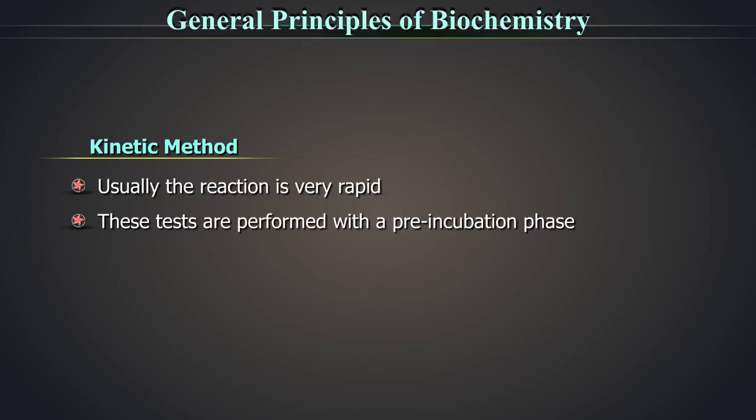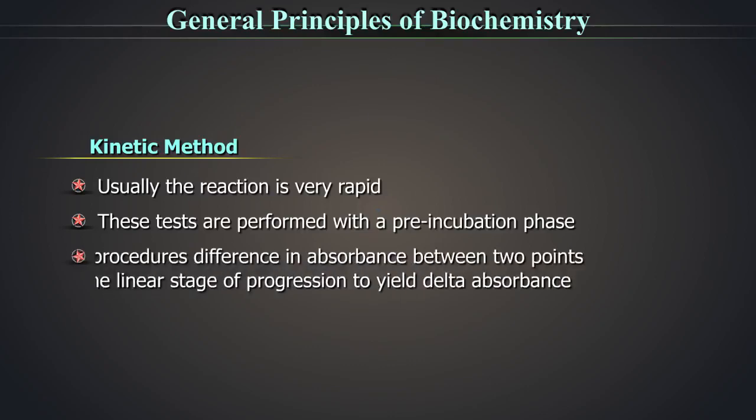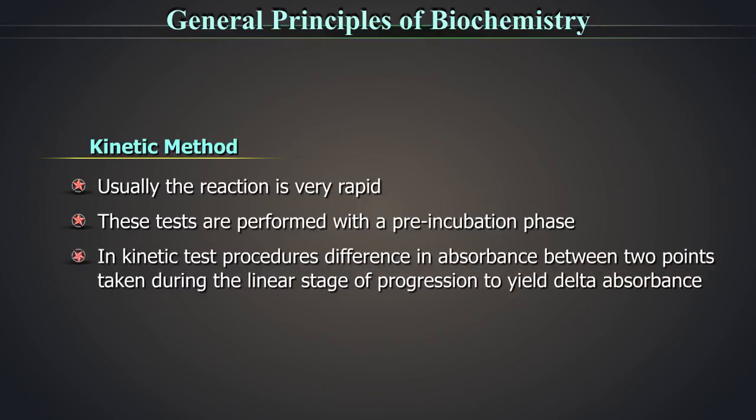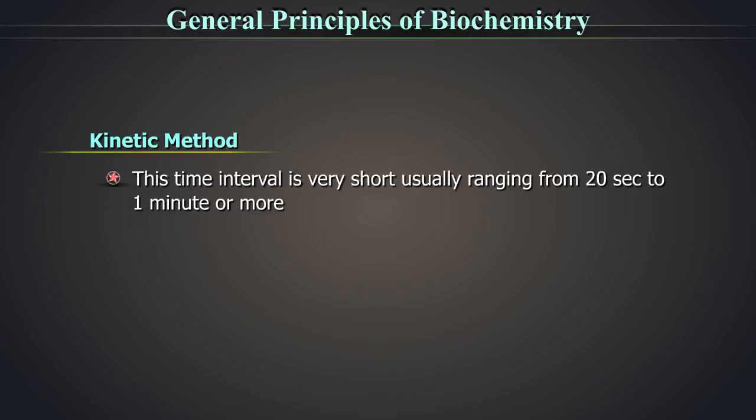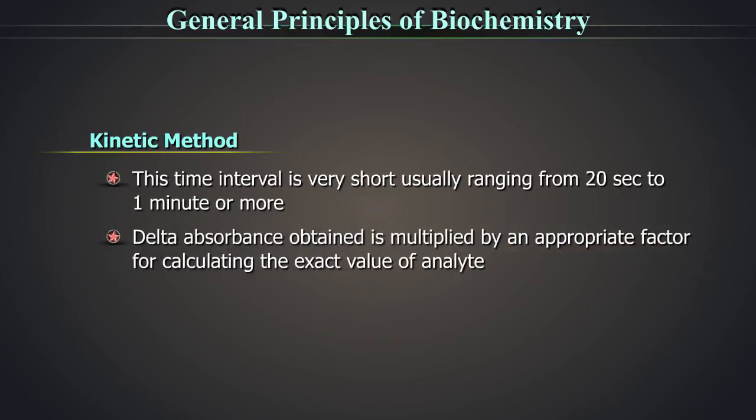These tests are performed with a pre-incubation phase, usually done inside the equipment as programmed into it, during which any substances in the sample which might interfere with the test would have fully reacted with the reagent system. In kinetic test procedures, the difference in absorbance between 2 points taken during the linear stage of progression of the test is taken into consideration to yield the delta absorbance. This time interval is very short, usually ranging from 20 seconds to 1 minute or more. The delta absorbance obtained is multiplied by an appropriate factor for calculating the exact value of the analyte.